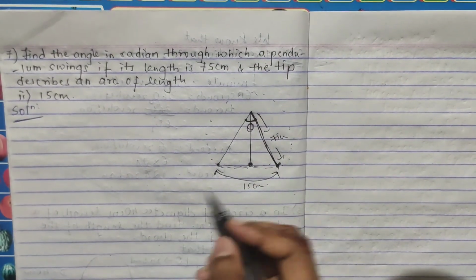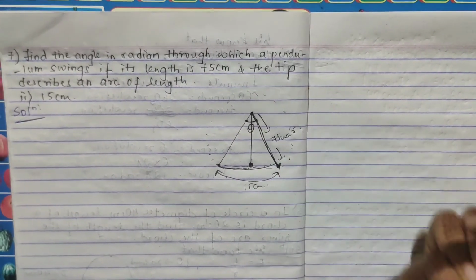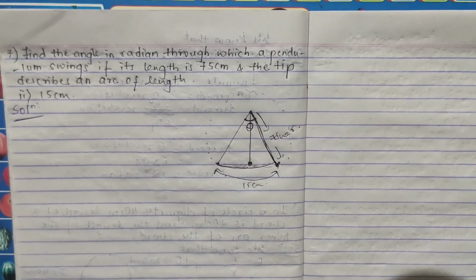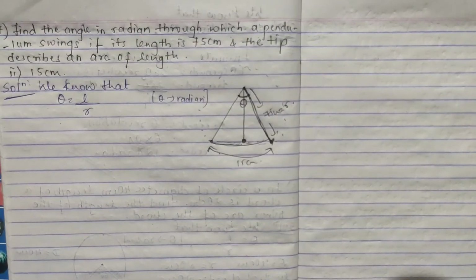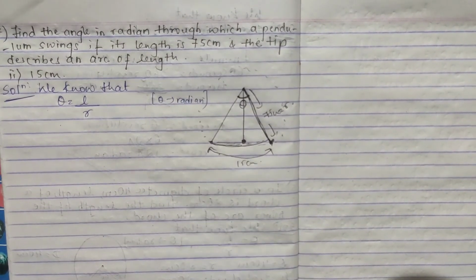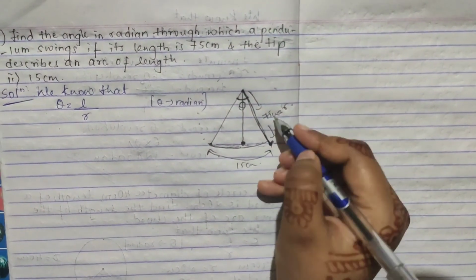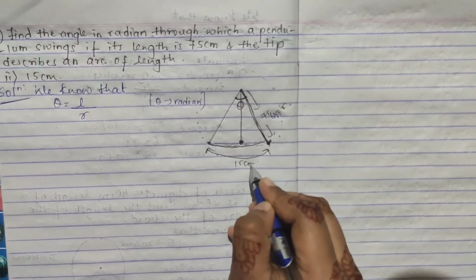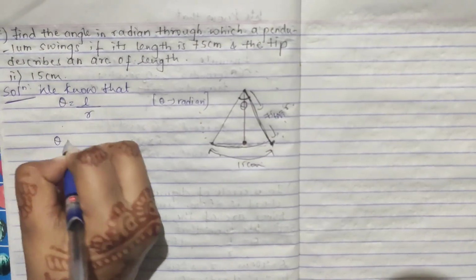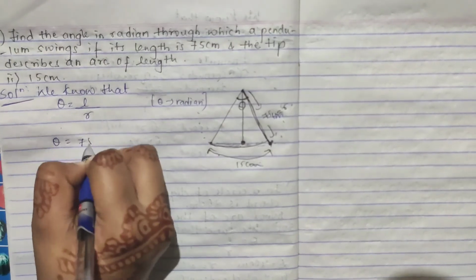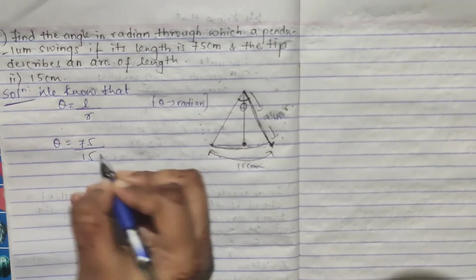Like in the previous one we did, this arc length is our L and this is our radius. So you have to find this theta in radian. Just be concerned about the units. It should be the same units. This is also centimeter, this is also centimeter, as I have said, L and R units should be the same. So theta is equal to L by R.